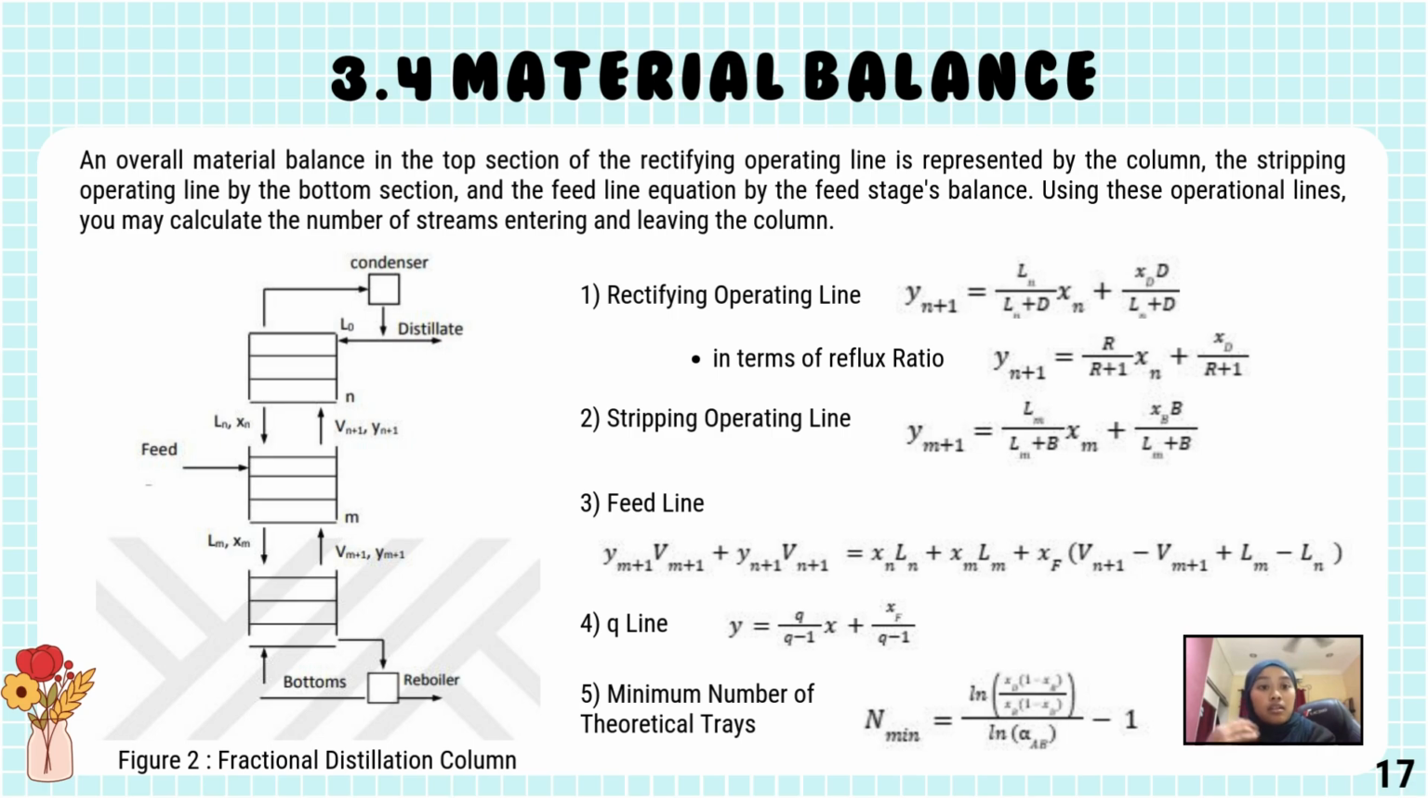So the fourth one is another line that needs to be calculated, which is the Q line. Q line is the liquid content of the feed, which can be represented by y equals q over q minus 1, x minus xF over q minus 1. And then the last equation that we use to calculate the minimum number of theoretical trays, which is N minimum equals that equation. So the next slide will be the graphical representation using McCabe-Thiele method.